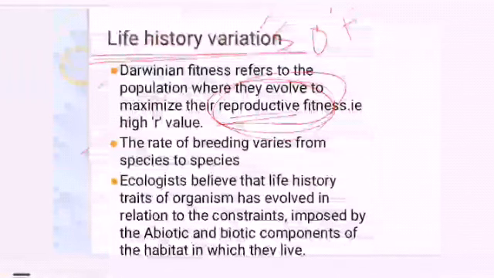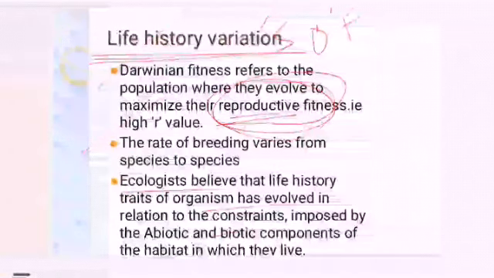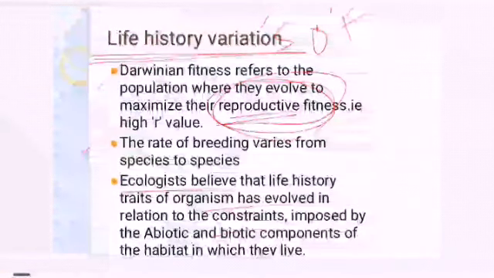What this ecologist believes is that the life history traits of organisms have evolved in relation to constraints, which means that the abiotic as well as biotic components in the environment are changing. For example, the animals which were previously present are not present now. The temperature, humidity, and rainfall are not the same as before. The one who can adapt to the changes taking place in the environment, to the constraints.